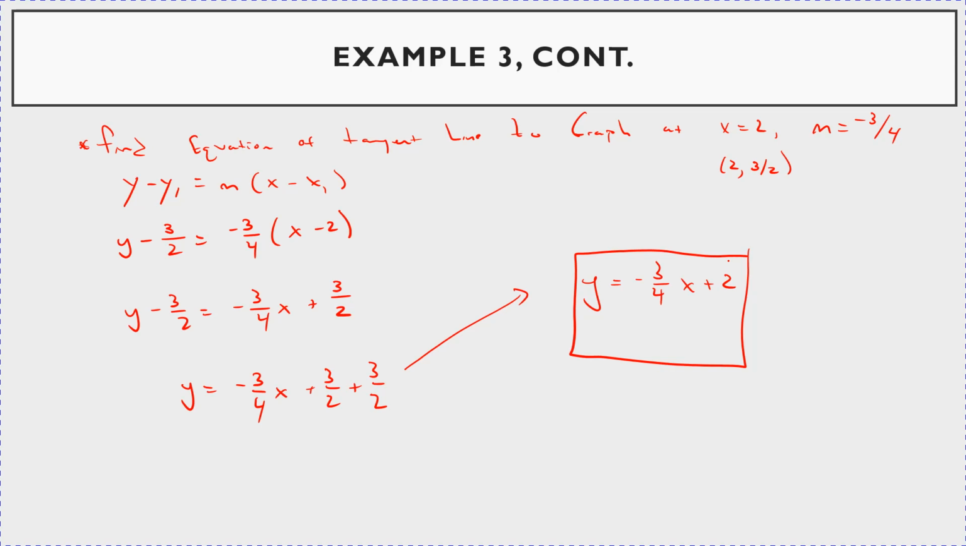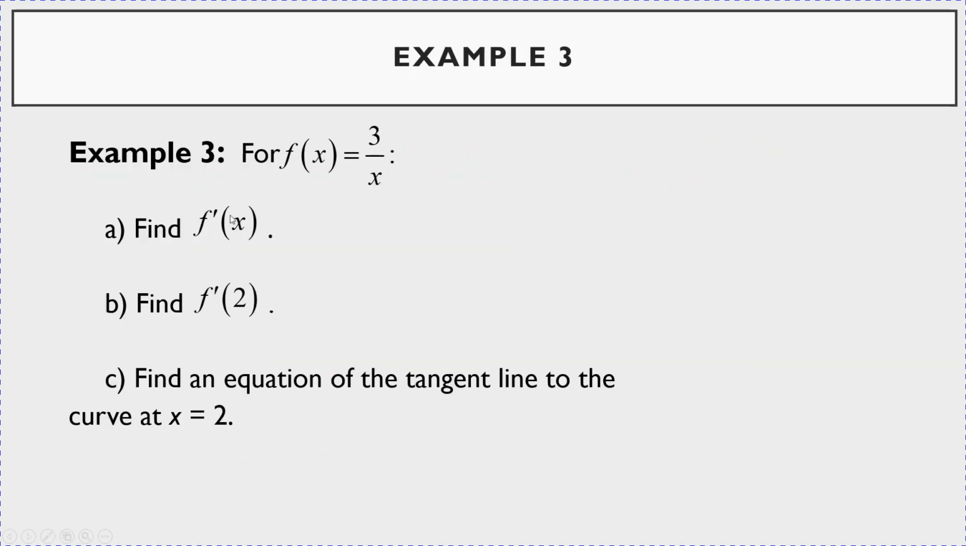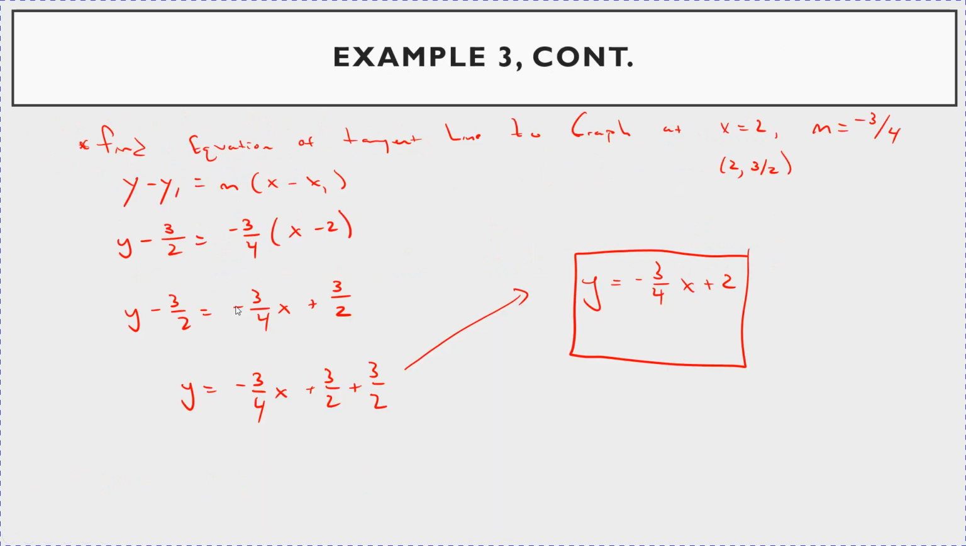So a lot going on in this one here. We used the limit to find the derivative function. Then we found the slope of the tangent line when x is equal to 2. And then we found the equation of the actual tangent line, because we could find the point where the tangent line just touches the graph and its corresponding slope.